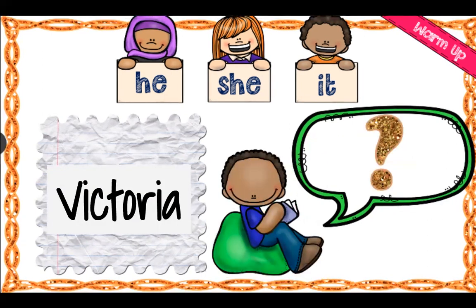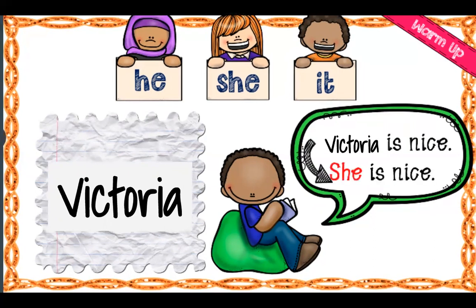All right, so what is our next word? It's Victoria from Miss Graham's class. Okay, so Victoria, is Victoria a boy or a girl? We know she's a girl, so are we going to use he or she? We're going to use she because she's a girl. Our first sentence is, Victoria is nice. Let's use our pronoun she instead of Victoria. She is nice. All right, that's perfect. She is nice too. That's a great sentence for Victoria.